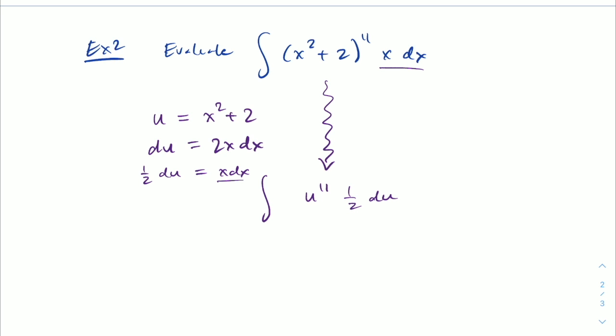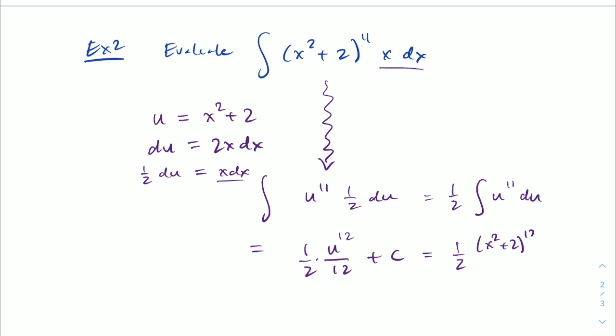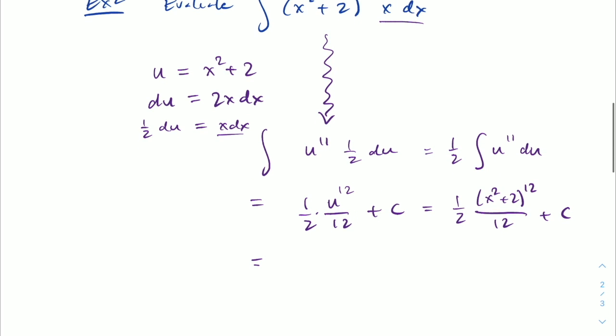Now that 1/2 is just a coefficient, so I can write this as 1/2 the antiderivative or integral of u to the 11, and the integral of u to the 11 is u to the 12 over 12. Include the 1/2 and include a plus c, and then we back substitute our x squared plus 2 for u, and we have our answer. And I'm going to rewrite this as x squared plus 2 to the 12th power all over 24. 2 times 12 is 24, plus c.